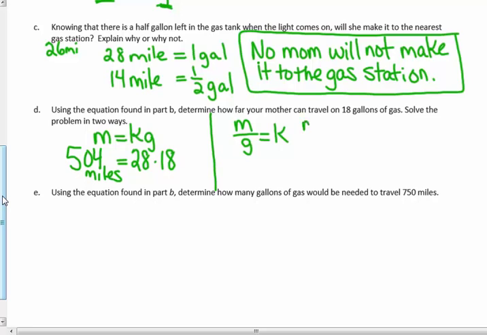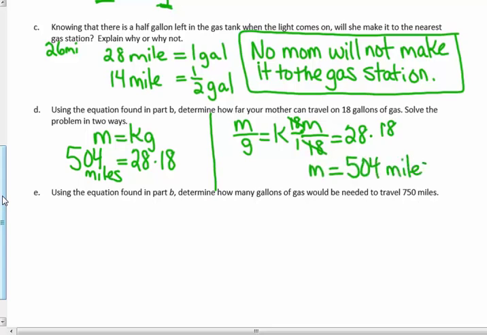How many miles? I don't know. How many gallons? 18. What's the k? Well, I know that. It's 28. This is a division equation. How do you solve it? You multiply. So multiply each side of the equation by 18. Cross cancel your numerator and your denominator there, and you get miles equals 28 times 18, 504 miles. So I did it two ways, just like it asked.